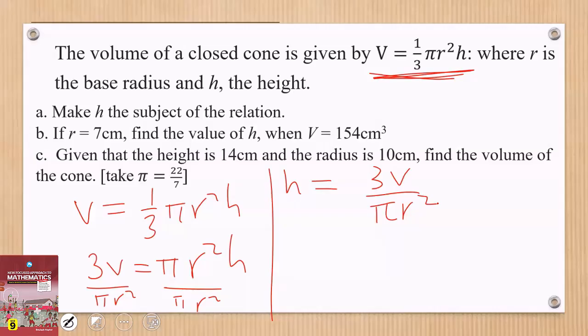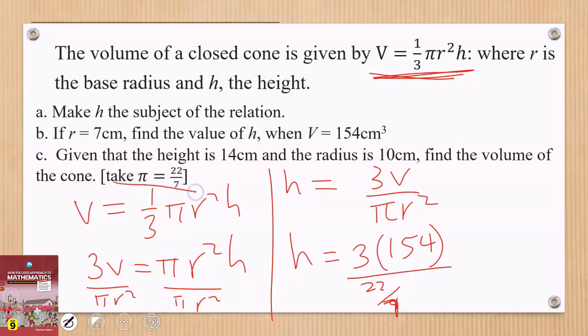Right. So that is the first part of the question. Then the second says that if r is defined as 7 and v is defined as 154, we should find the value of h. So h is equal to 3 times the v, which is 154, divided by the pi. Okay, so pi according to the question is 22 over 7. They gave us that over here. Then times our radius, and the radius is 7 squared, so 7 times 7.